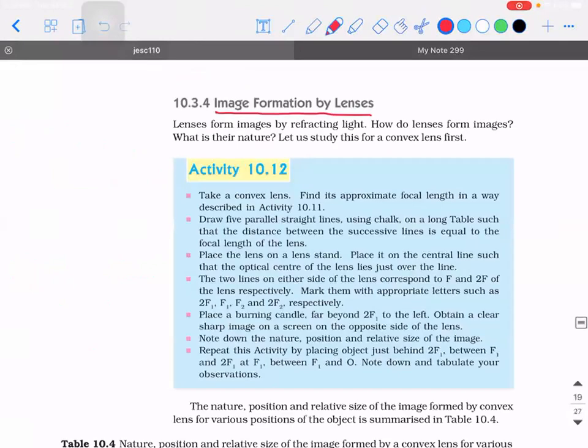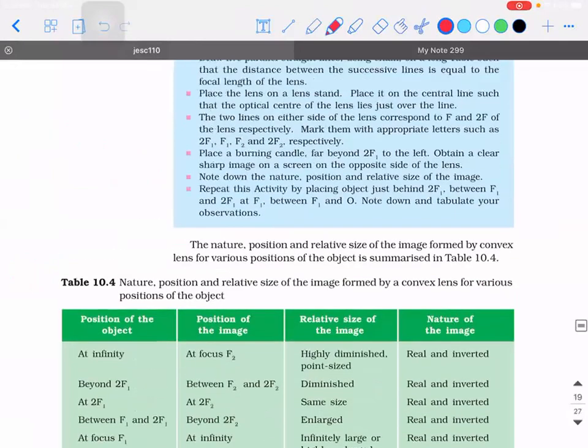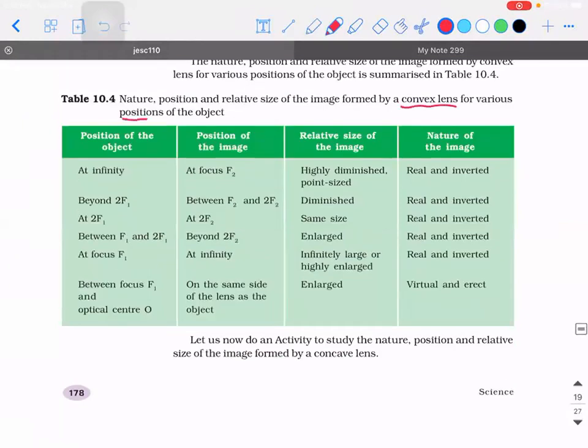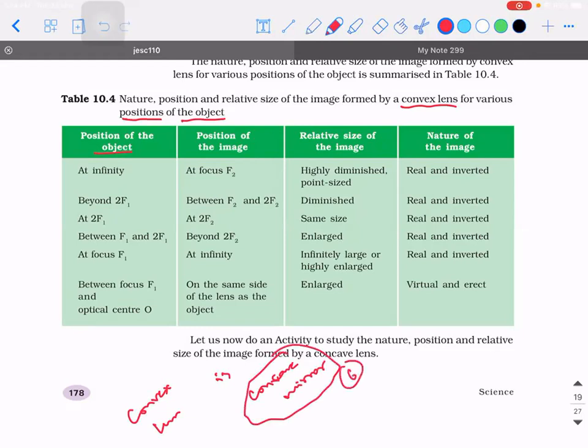So with respect to a convex lens, what are all the positions of the object that are possible, and where can you locate the image? How many ray diagrams will we have with respect to a convex lens? A convex lens is similar to a concave mirror. This is how you can relate. A concave mirror has 6 ray diagrams, and a convex lens will also have 6 ray diagrams.